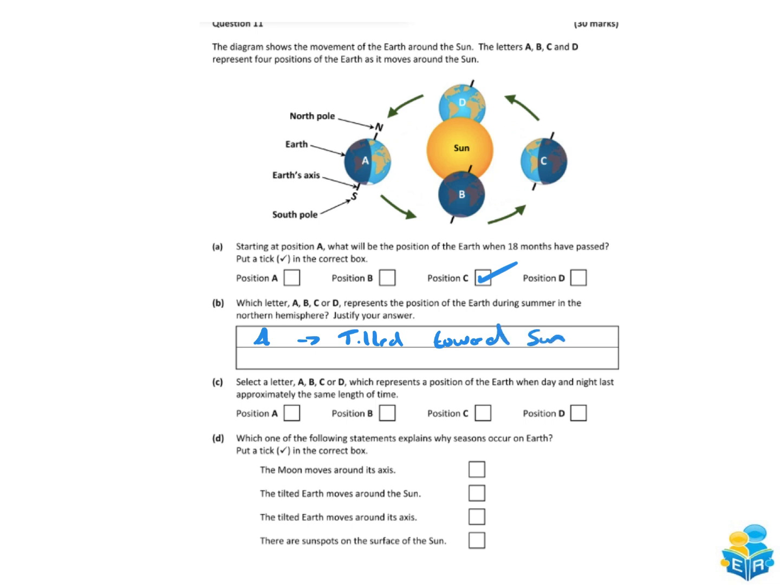Part C, select your letter A, B, C or D which represents the position of the Earth when day and night last approximately the same length of time. So this is going to either be B or D.